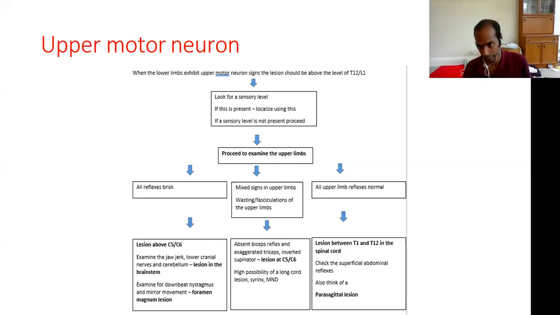Simple, no problem. Why did I say L1? Because both legs are affected, so the lesion has to be above that for an upper motor neuron type lesion, because both legs are affected.